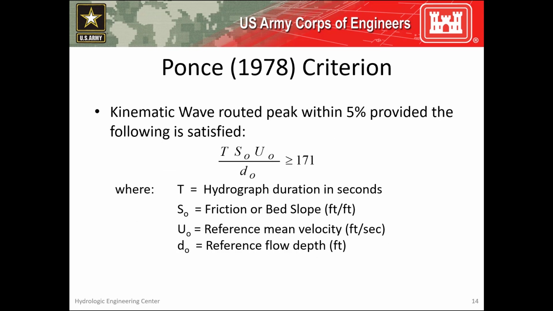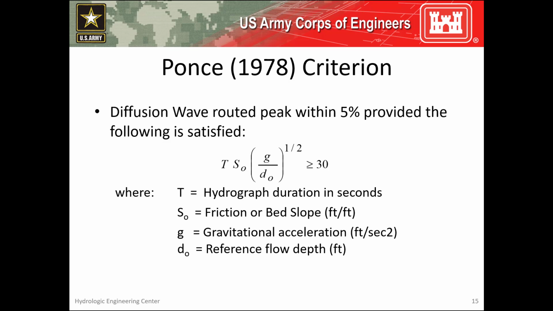hydrograph. And Ponce published a study in 1978 that took a look at the use of the kinematic wave and diffusion wave approximations when routing various hydrographs over varying bed slopes. And he found that the kinematic wave routine produced reasonable results when the following inequality was satisfied. If the kinematic wave approximation works, most hydrologic routing methods will do just fine. He also found that when using the diffusion wave routine, reasonable results were produced when the following inequality was satisfied. Now, these two criteria, when used together, can be used as bookends of sorts to predict whether certain routing routines will produce reasonable results or not.